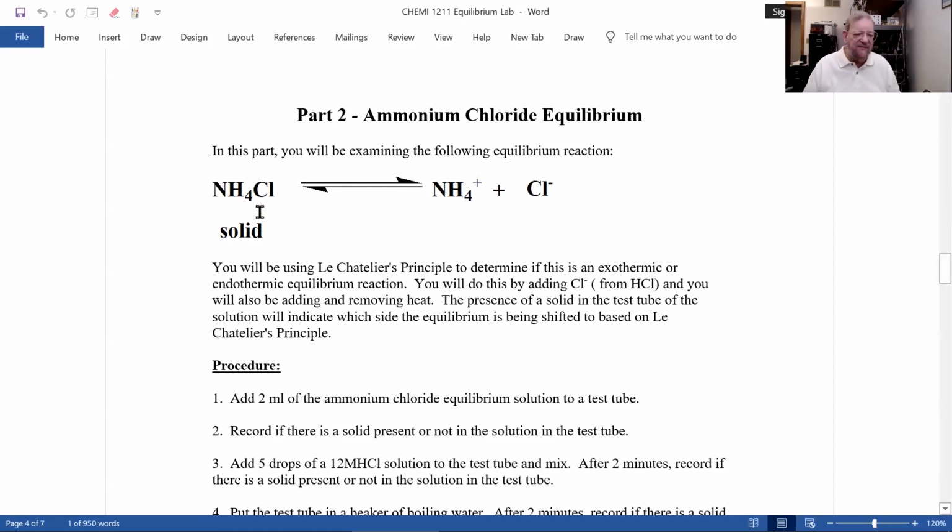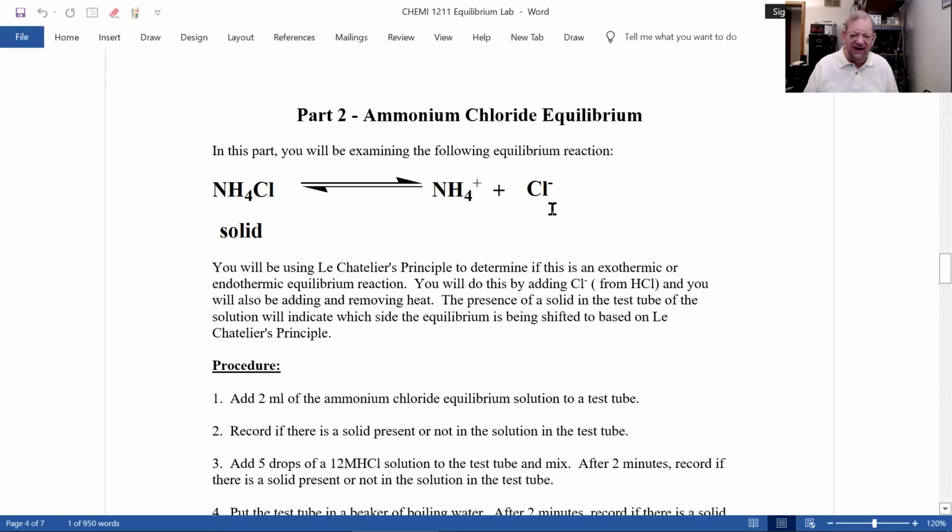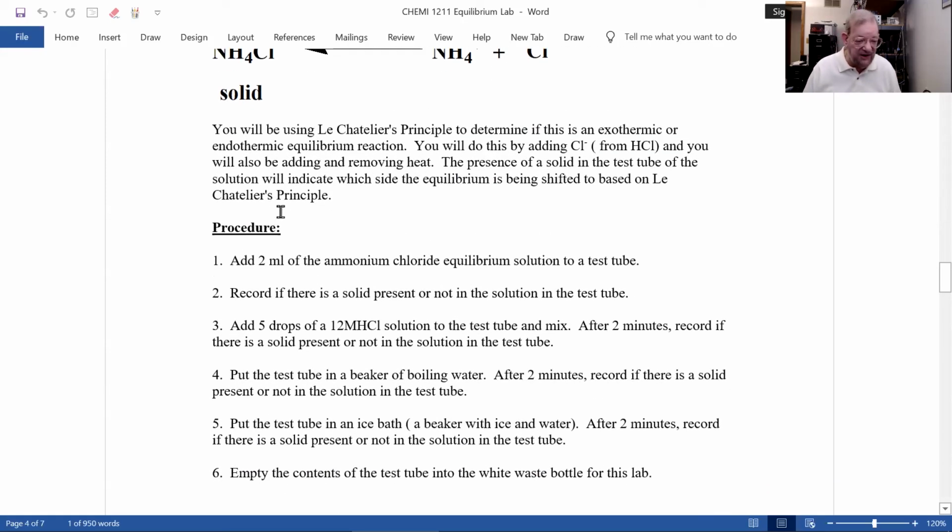So this side on the left has a solid. On the right is clear. And you'll be using Le Chatelier's principle to figure out which side, right or left, does the heat go. Now, first of all, you'll put the mixture in a test tube and look at whether it's clear or there's solid in there. Then, like I said in part two, you'll add 5 drops of 12 molar HCl, which adds chloride anion.